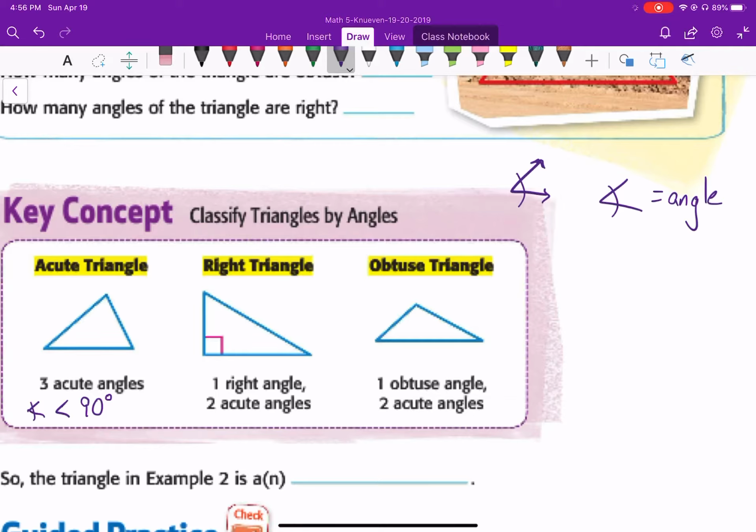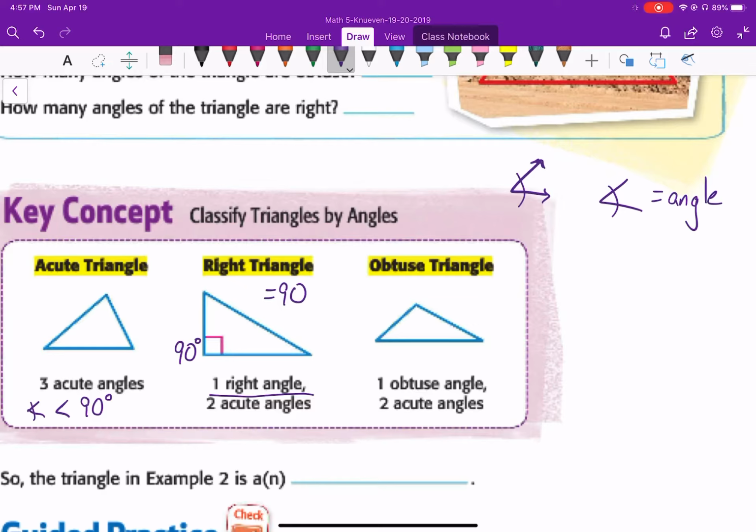Now, a right triangle means that it has a right angle. A right angle, we can see based on this little square-like identification in the corner here. That means that it is 90 degrees. So if I have one right angle, the entire triangle is a right triangle. It doesn't matter about the other two. This one is going to be 90.